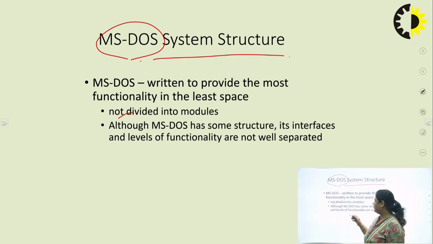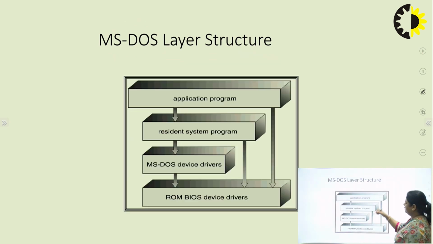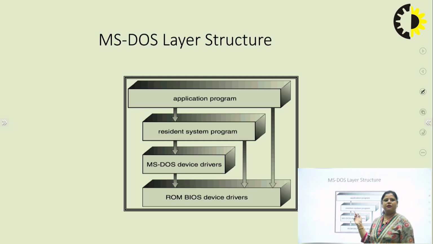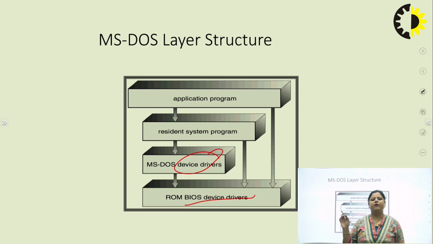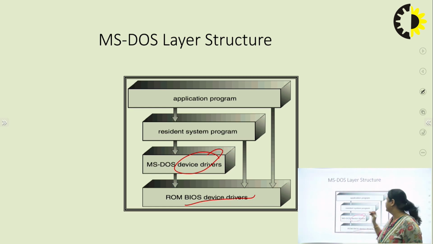So, this is an example of the structure of an operating system, and this is how it works. This is application program, resident system programs, MS-DOS, device drivers, and ROM BIOS device drivers. This is the MS-DOS layer structure.